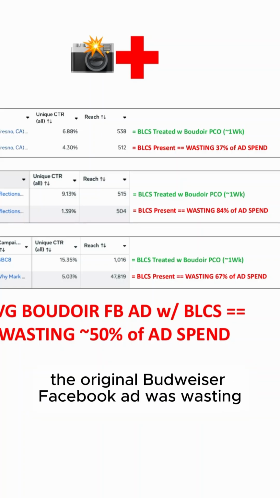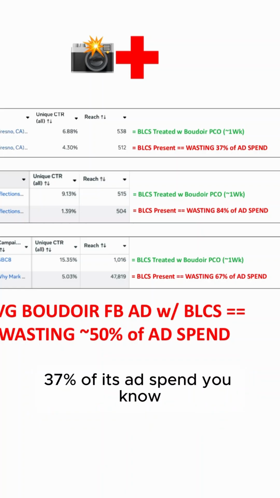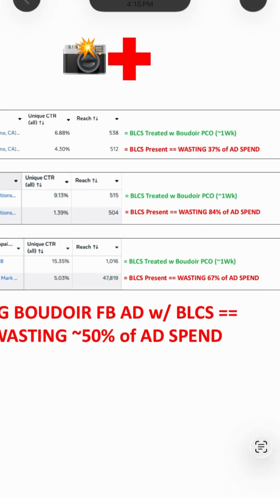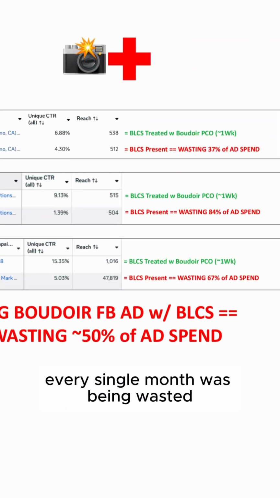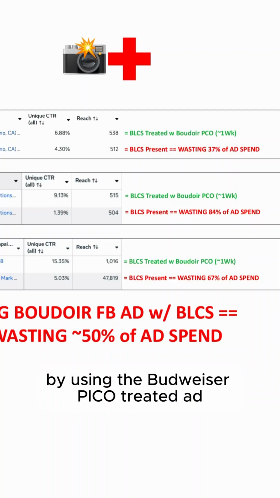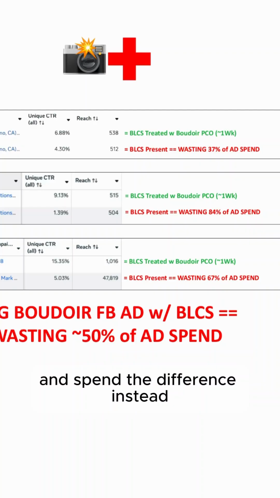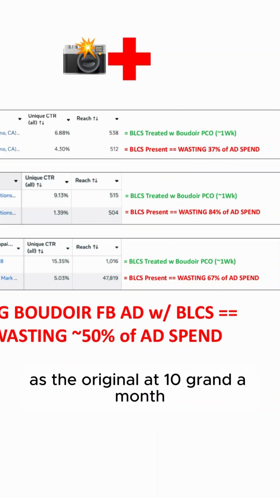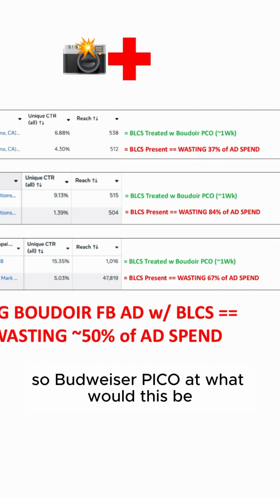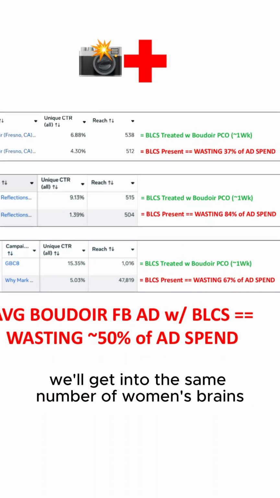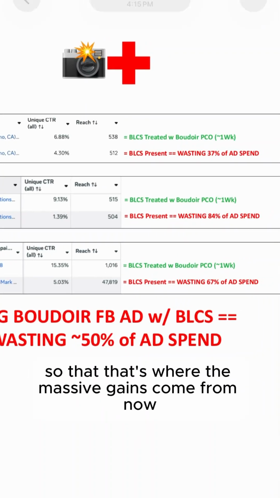So we actually found out the original Boudoir Facebook ad was wasting 37% of its ad spend. So instead of spending 10 grand a month on their Boudoir Facebook ads, $3,700 a month, every single month, was being wasted. So what we can do is eliminate that waste by using the Boudoir Pico treated ad and spend the difference instead, and get our ad into the same number of women's brains as the original at 10 grand a month. So Boudoir Pico at, what would this be, $6,300 a month will get into the same number of women's brains as the original at 10 grand a month. So that's where the massive gains come from.